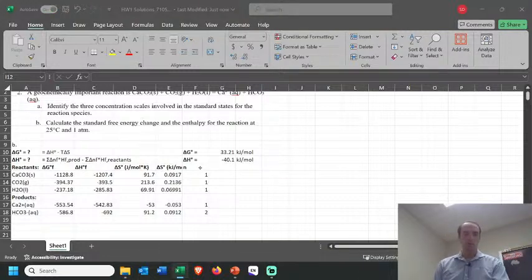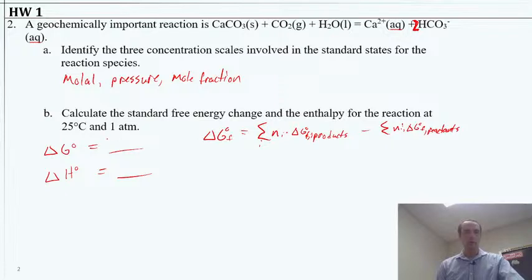So I'll go ahead and just write these up. So this should be 33.2 kilojoules per mole and negative 40.1 kilojoules per mole. Okay. Does that make sense?